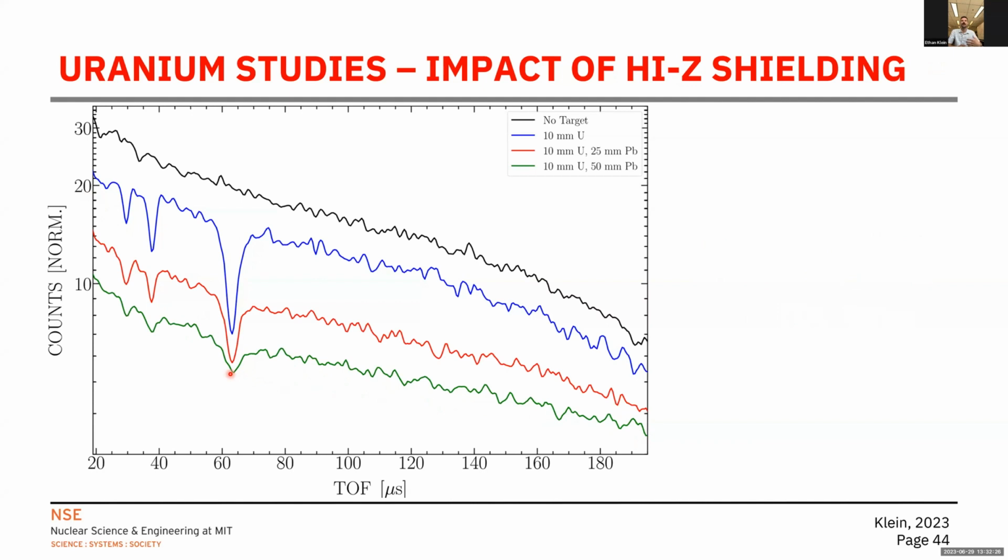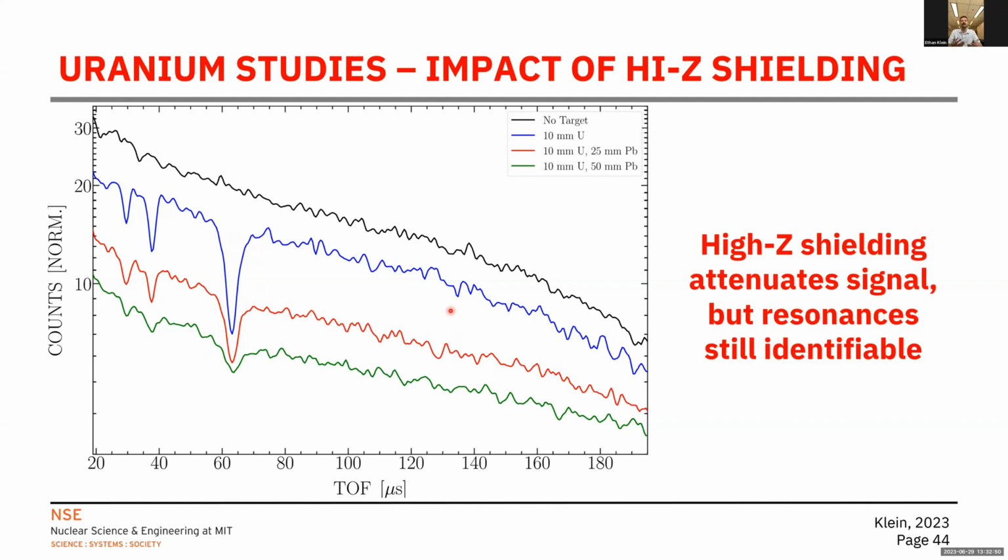When we put high Z shielding instead, something like lead, here we have the same black and blue plots from the previous slide, 10 millimeters of uranium, but now red and green represent 1 inch of lead and 2 inches of lead, 25 or 50 millimeters. We see we're still able to make out those resonances. They're much smaller in magnitude, but they're still present. They're still able to be observed. And so the conclusion here is that for high Z shielding, for things like lead and those other elements lower down on the periodic table, they attenuate our signal, but the resonances are still identifiable and we can still get a really good signature from them.